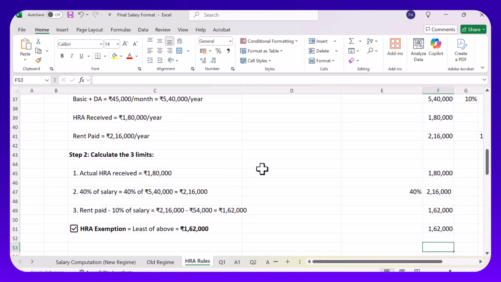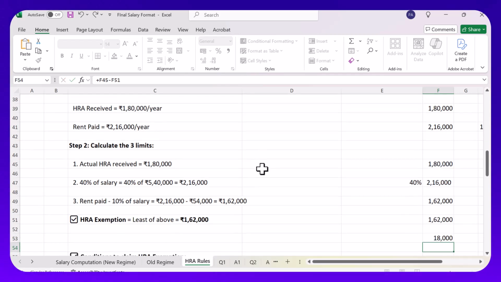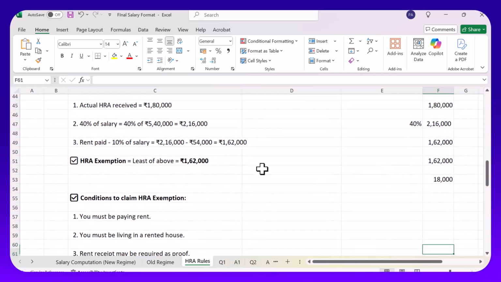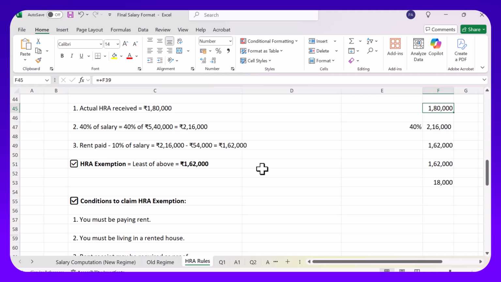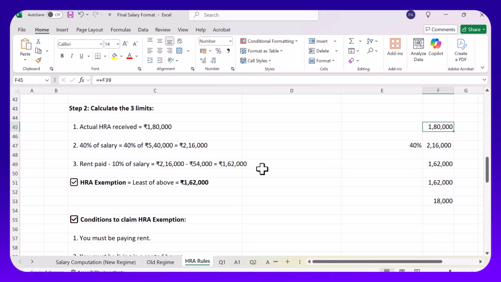Okay. So how much will be taxable? How much you're getting? 1,80,000. And how much is this amount? So that means you have to pay tax only on 18,000. Okay. Fine. So this has been calculated. Do you understand that now? So first of all, we have to calculate these three numbers, and then the least will be exempt.